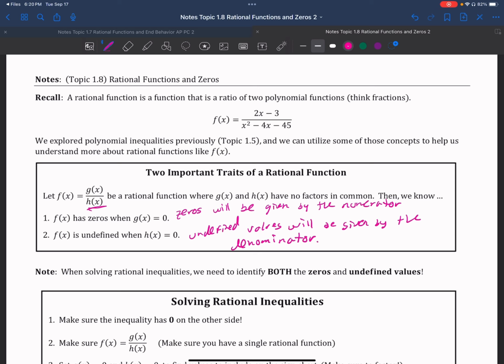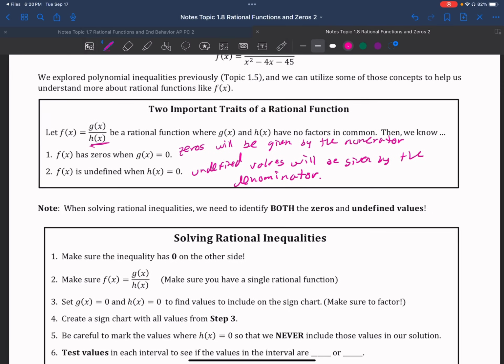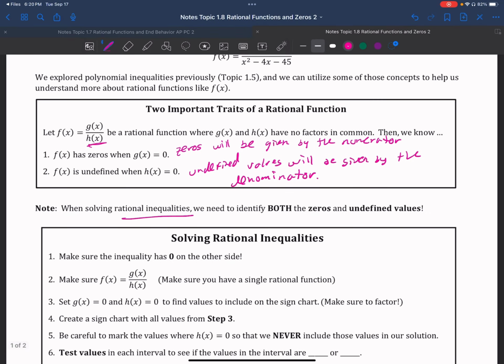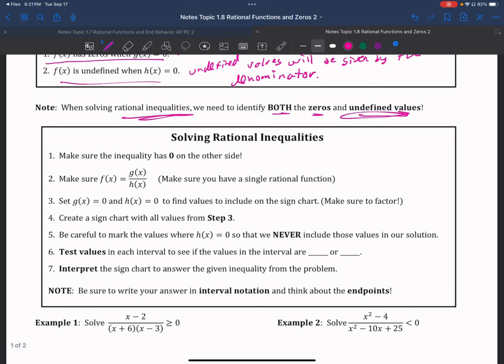This is different from polynomials because in polynomials we only had zeros. We plotted the zeros on the sign chart and then we used that information to find our answer. Now, when we're solving rational inequalities, we care about both the zeros and the undefined values. So we care about when the numerator is 0, and then we care about when the denominator is 0. So the sign chart might have a few more numbers than before, but same concept.